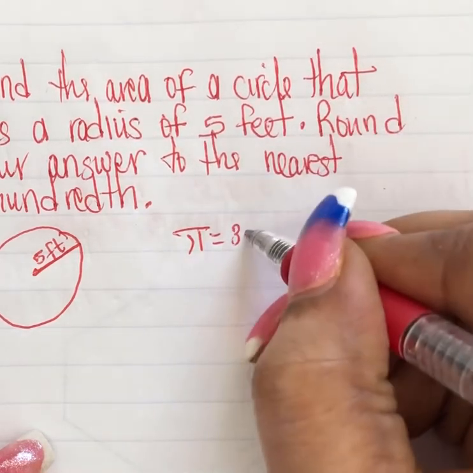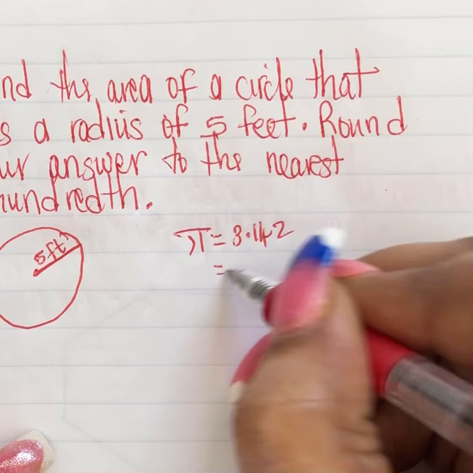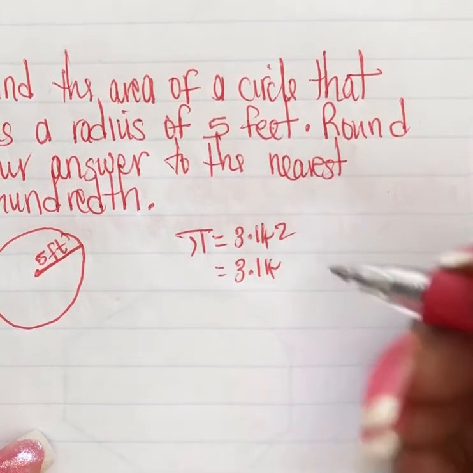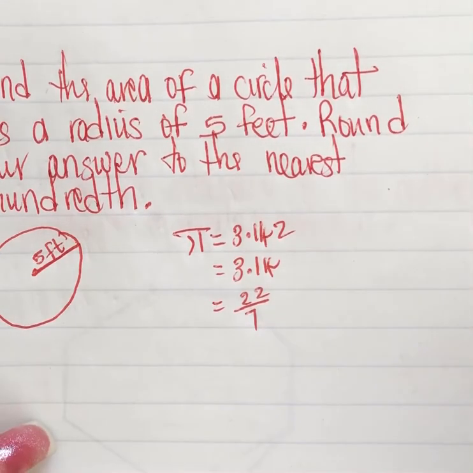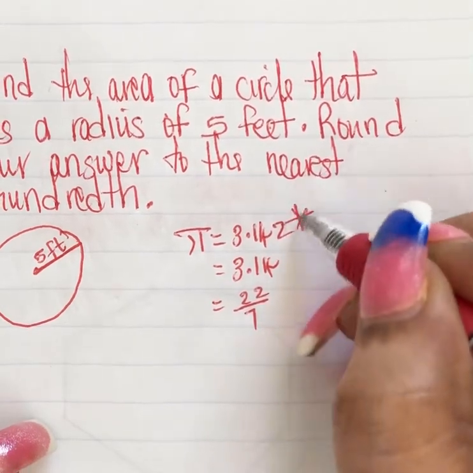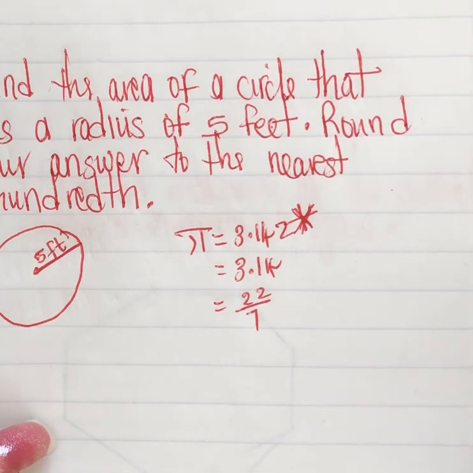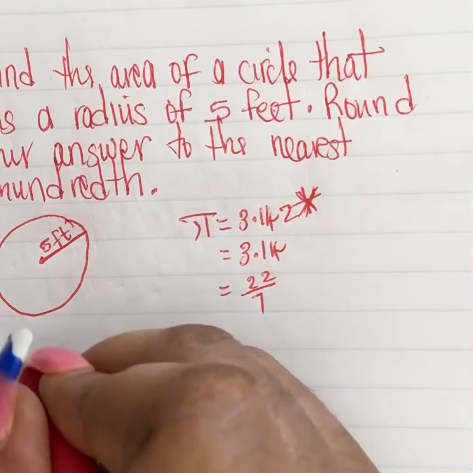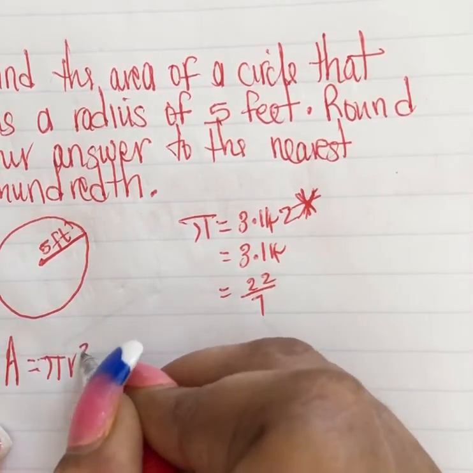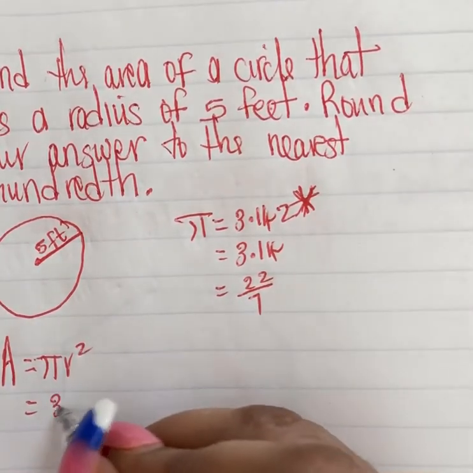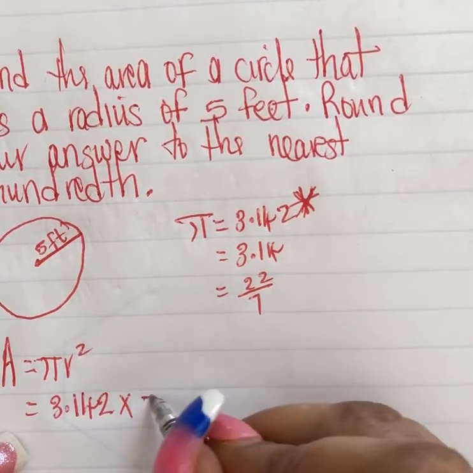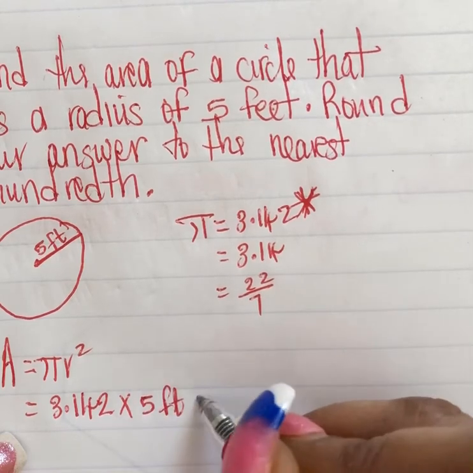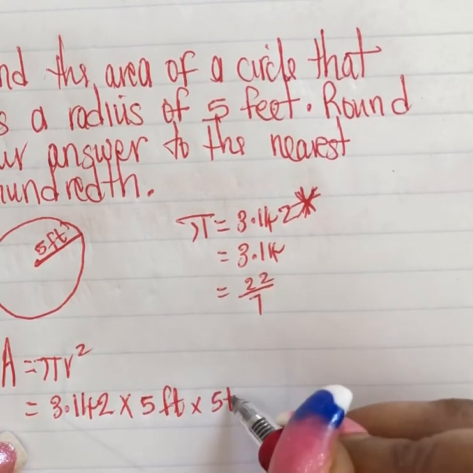Pi could be 3.142. It could be 3.14. And it can be 22/7. In this problem, I'm going to use 3.142. Okay? Area of a circle is pi r squared. My pi is 3.142. My radius is 5 feet times 5 feet.